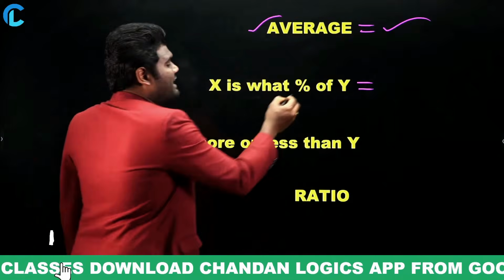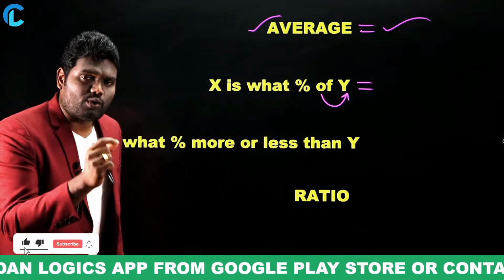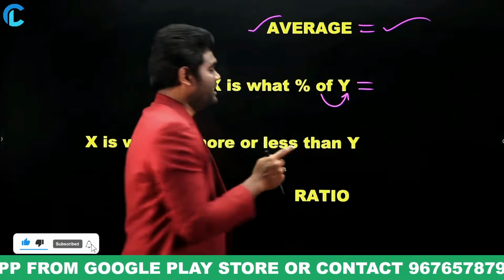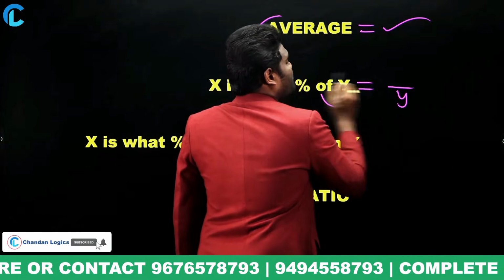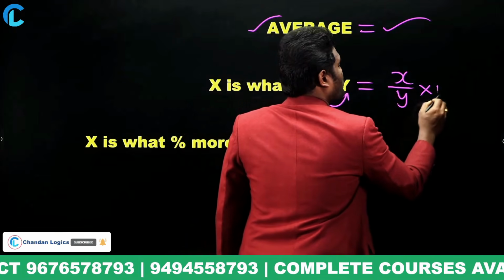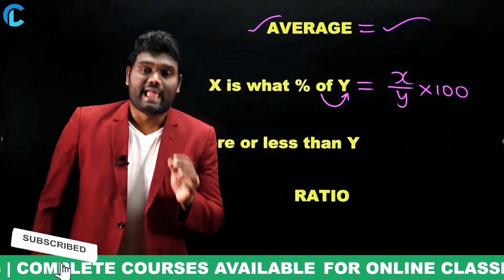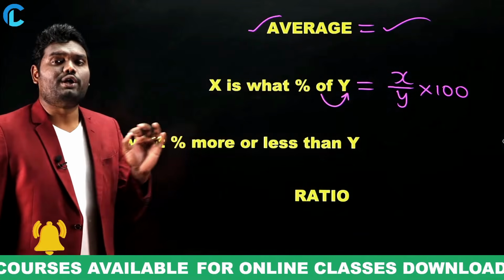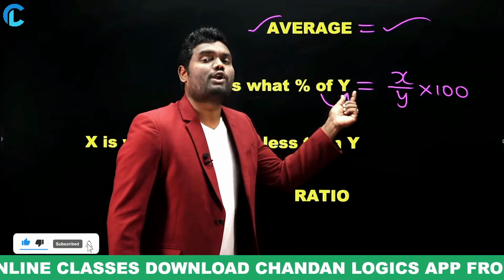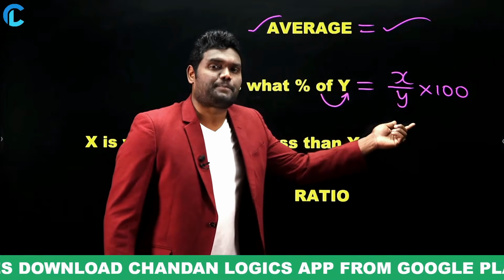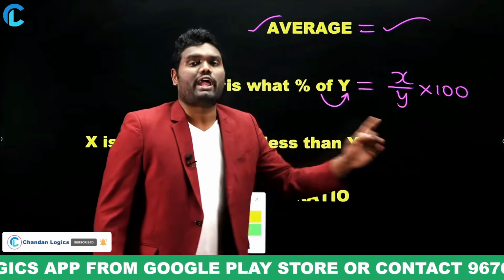Listen here carefully. Whatever is going to come after "of", that should be in the denominator. After "of" I am getting Y, so Y should be in the denominator. Next we are left with X. So X by Y into 100. Is that clear? Whenever you have the question X is what percent of Y, it means X by Y into 100. You can easily remember it like this: whatever value we get after "of" should be in the denominator. After "of" I got Y, so Y should be in the denominator, X by Y into 100.